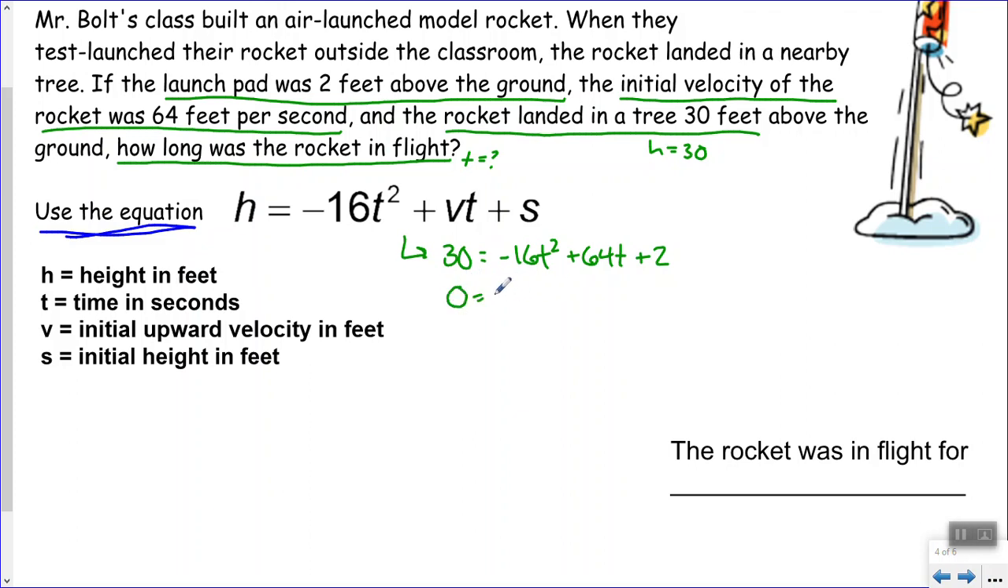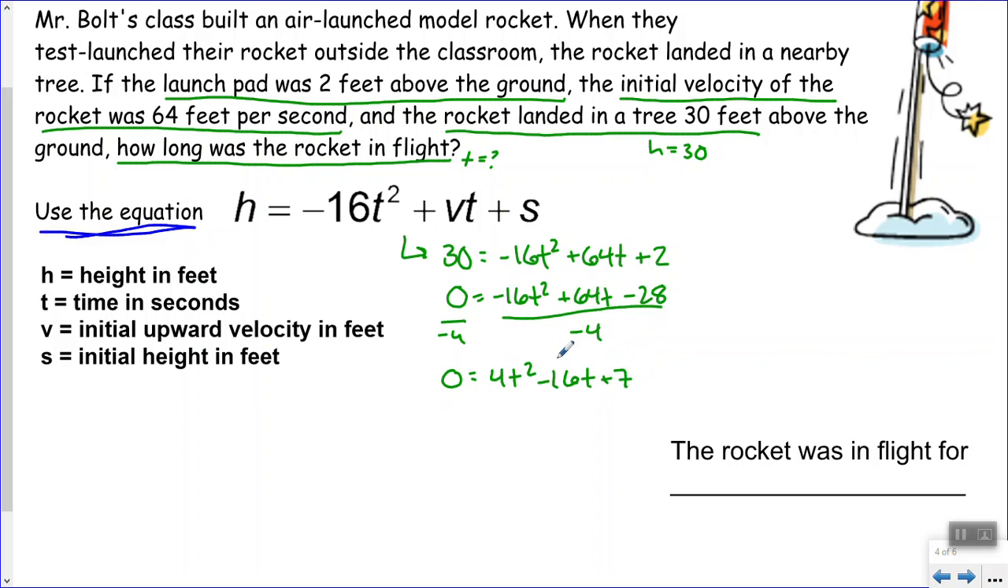So we're going to subtract 30 from both sides, which gives us negative 16t squared plus 64t minus 28. And just like before, I'm going to look to see if there's a greatest common factor that I can divide both sides by. So I see here that if I divide both sides by negative 4, it'll start to reduce my terms a little bit. So we're going to have 0 equals 4t squared minus 16t plus 7.